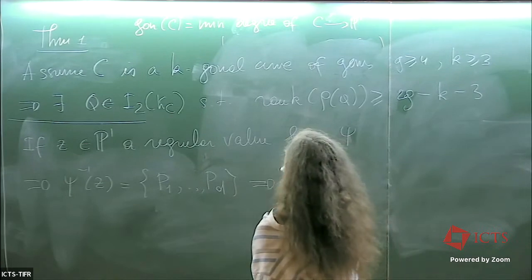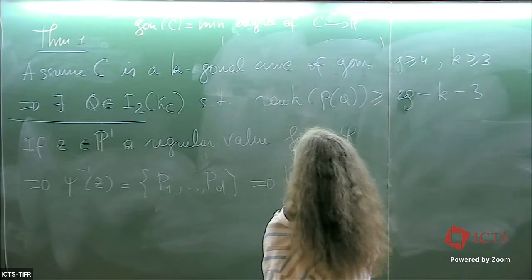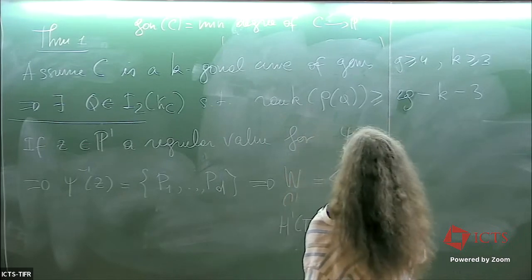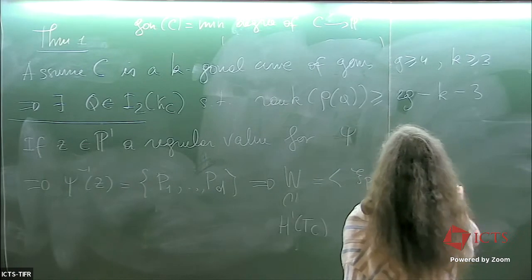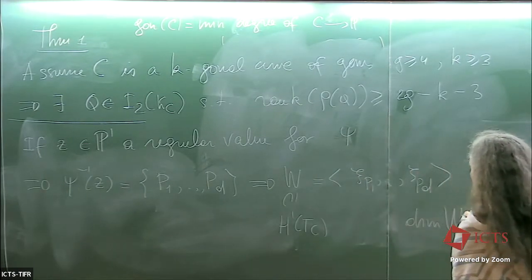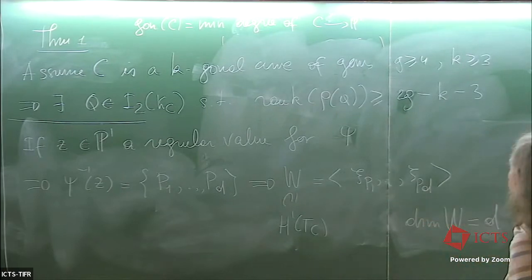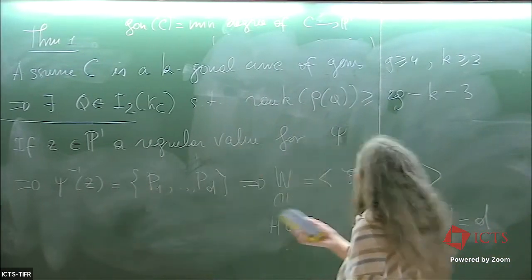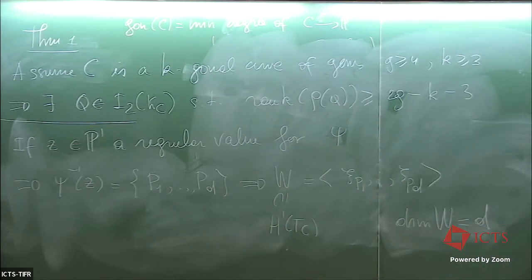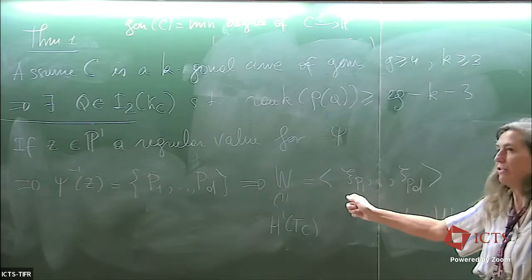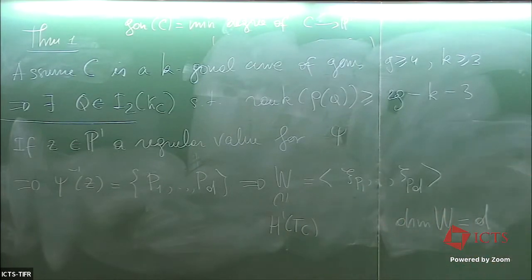Then the subvector space of H1 of TC generated by the Schiffer variations at these points has dimension D. So these are linearly independent. Why is this? Because I explained there, without proving, but maybe I erased it, that evaluating a section of the square of the canonical bundle on one of the Schiffer variations is exactly evaluating the section at the point.